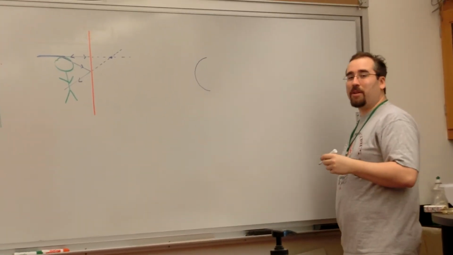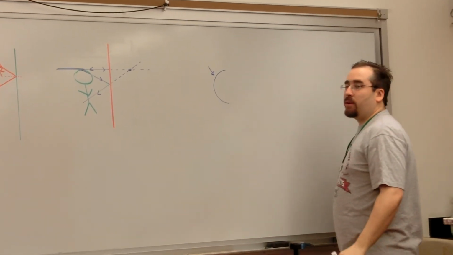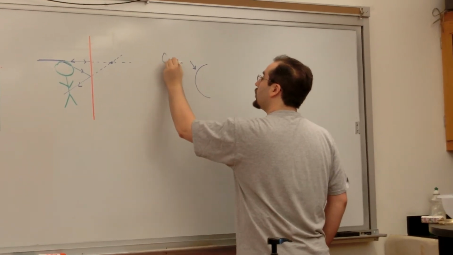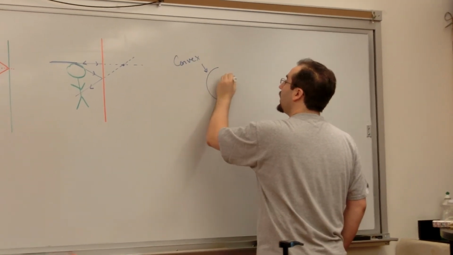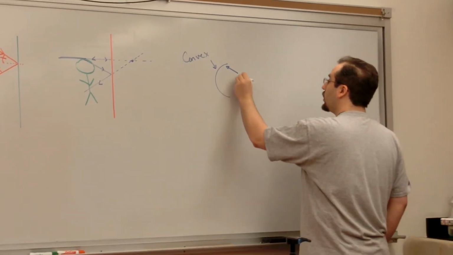Alright, with a spherical mirror, if this side is shiny, is the mirror convex or concave? Convex. If this side of the mirror is shiny, is the mirror convex or concave? Concave.